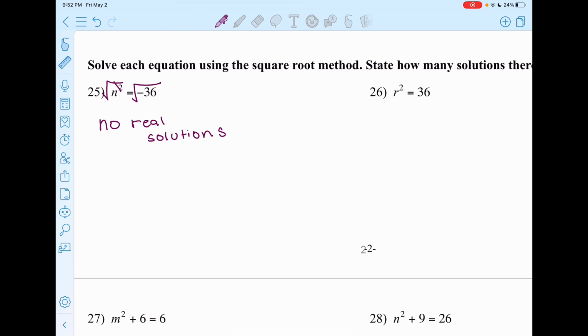Looking at 26, I'm going to square root to get rid of the square. And 36 is a perfect square. The square root of 36 is 6, because 6 times 6 is 36. But also remember that my answer could be negative 6, since negative 6 times negative 6 is also positive 36. So we have two solutions, positive 6 and negative 6.